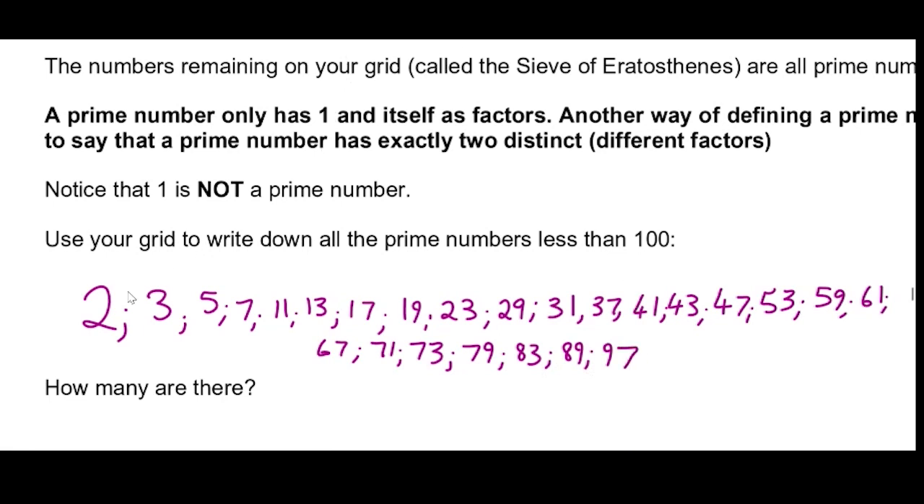Right, let's just count them. The next question is how many are there? 1, 2, 3, 4, 5, 6, 7, 8, 9, 10, 11, 12, 13, 14, 15, 16, 17, 18, 19, 20, 21, 22, 23, 24, 25. Bingo, there are 25. I happen to know that there are 25. So thankfully we haven't left any out.